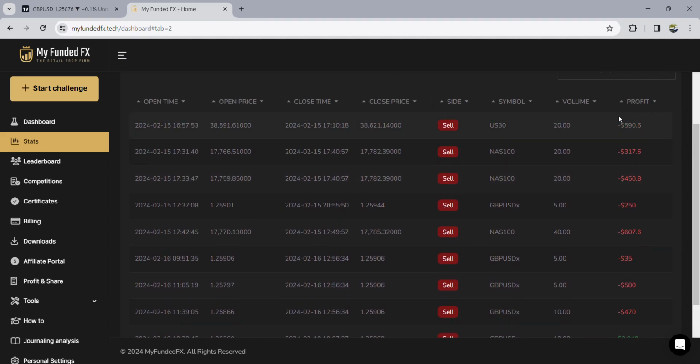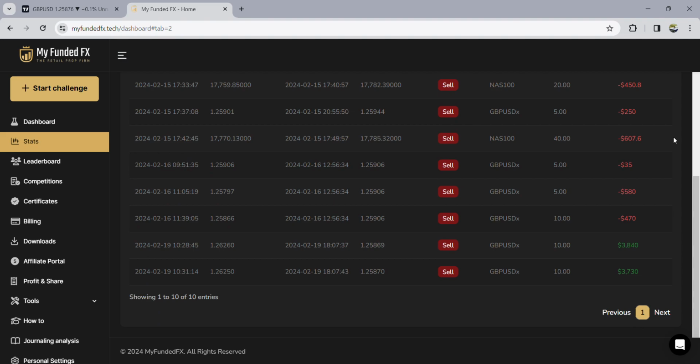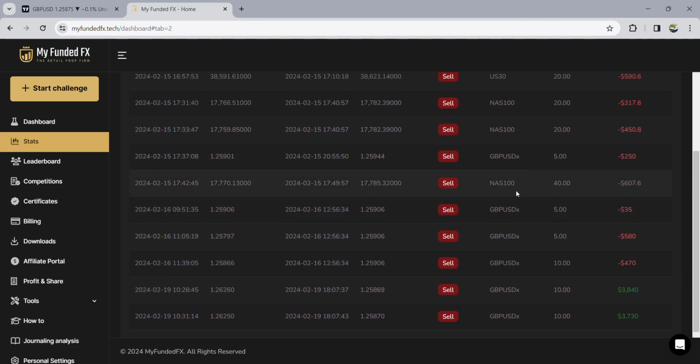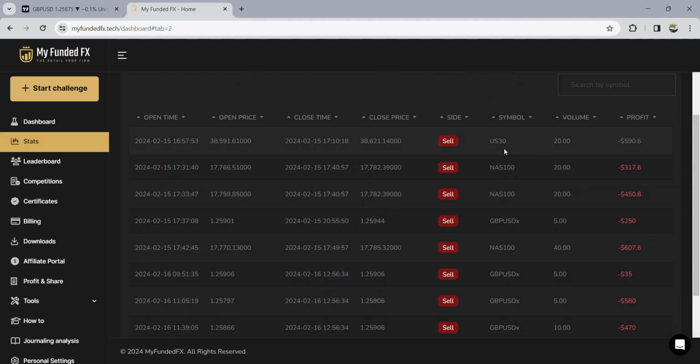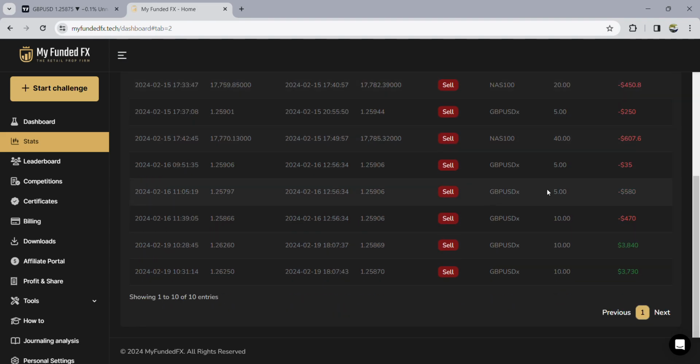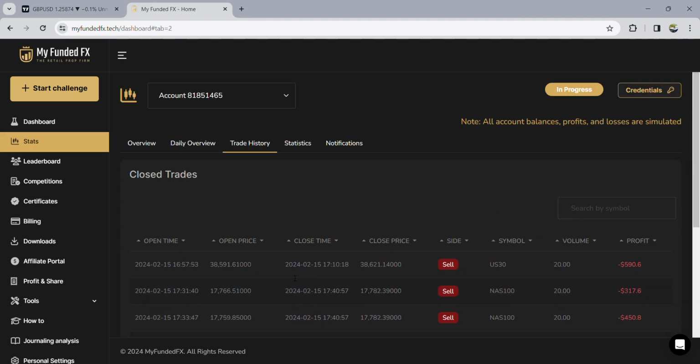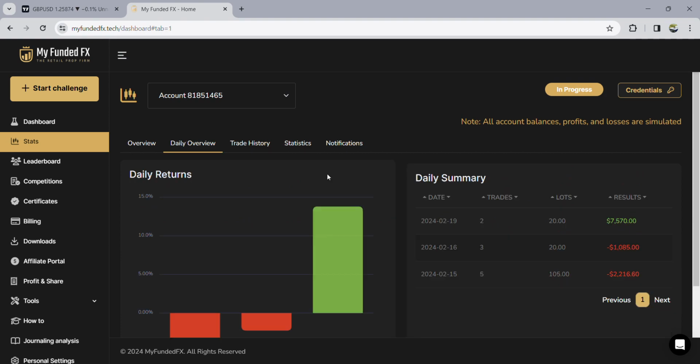So I've taken 10 trades, I've won 2. It's a 20% win rate, which is crap in my eyes, not gonna lie. Just because I don't know what GU was doing on these days, it was weird. NAS, I shouldn't have actually traded any indices now. I should only be trading GU. But you can see the times open, times close, prices that I'm at. Everything is going to correspond with what I'm showing you in the chart now. So it's full transparency on my side. Daily overview, 2 trades, 7570. Now let's get into the chart.